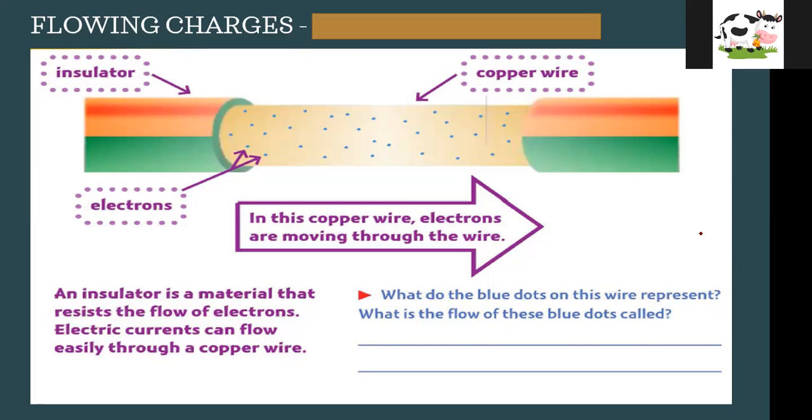So what exactly do the blue dots do, right? They're moving in a certain direction through the copper wire. What is that flow called? Yep, Nathan. Electric charge. It's the flow of charges. What is the flow of the charge called? I'll give you a guess.